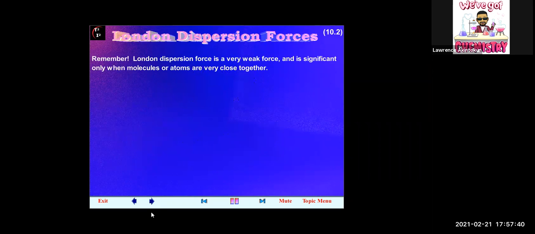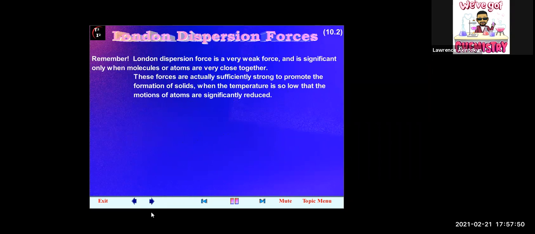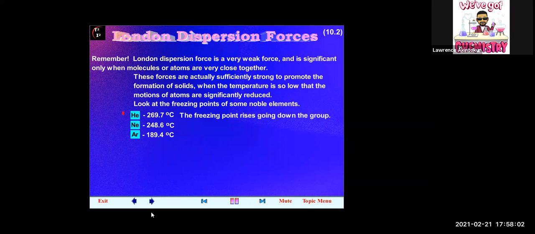Remember, London dispersion force is a very weak force and is significant only when molecules or atoms are very close together. These forces are actually sufficiently strong to promote the formation of solids when the temperature is so low that the motions of atoms are significantly reduced. Look at the freezing points of some noble elements. The freezing point rises going down the group.